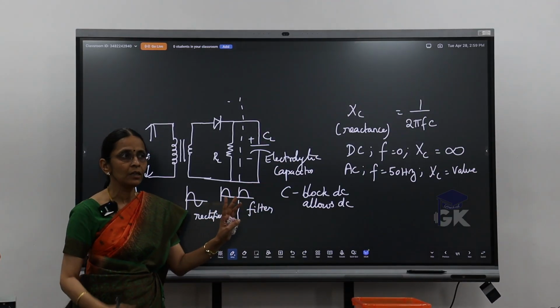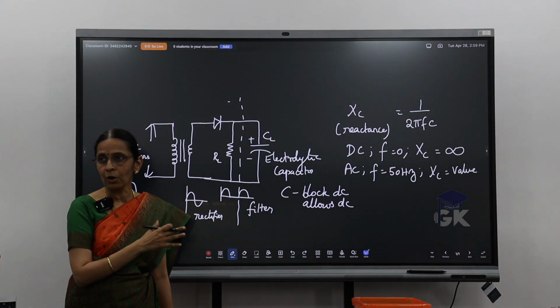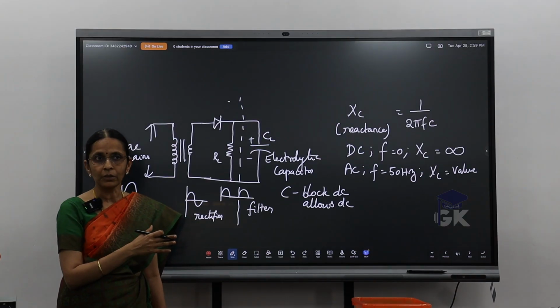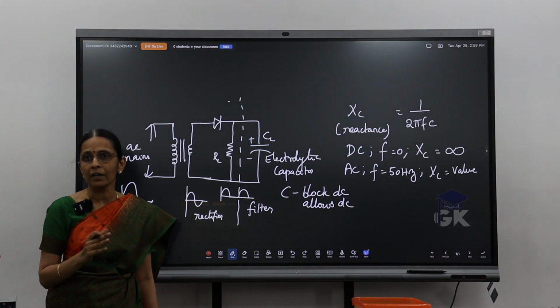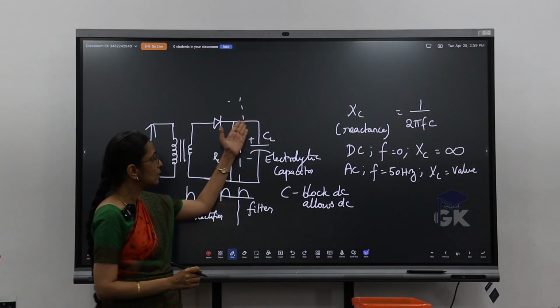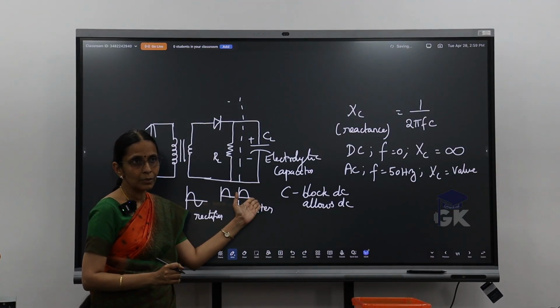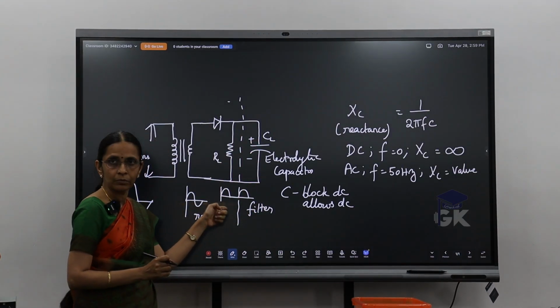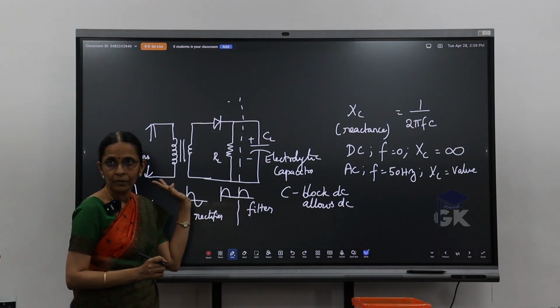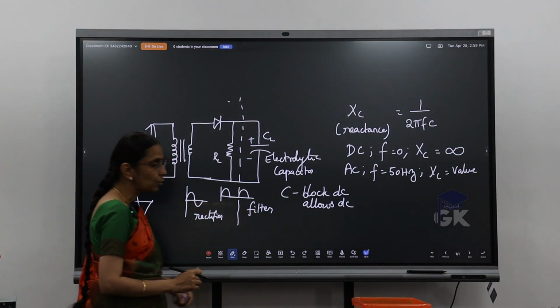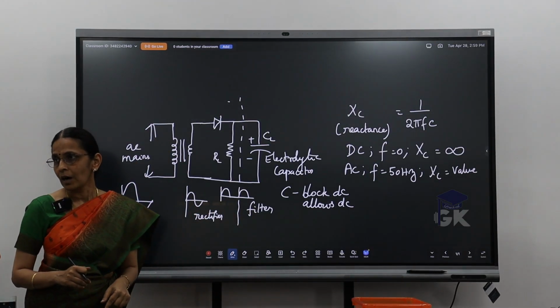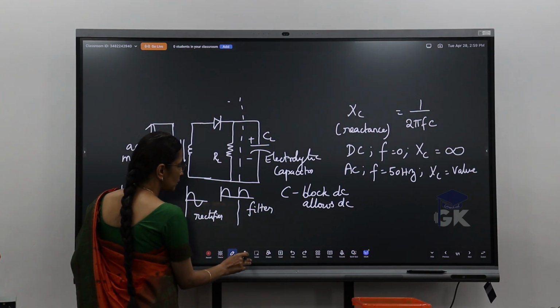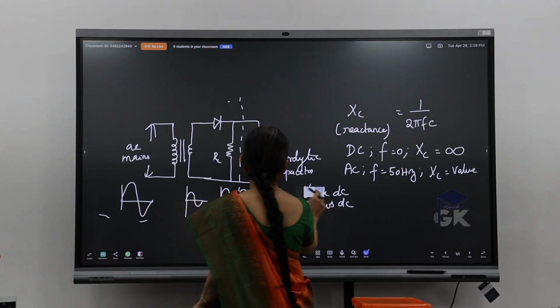Hope you understood the idea behind how it is blocking it, because it offers a very high reactance to it. As a result, the DC signal will not go through my capacitor at all, whereas the AC signal will be allowed through my capacitor. Clear? Now, how is this going to filter out and give me my output? Let's check with the waveform.